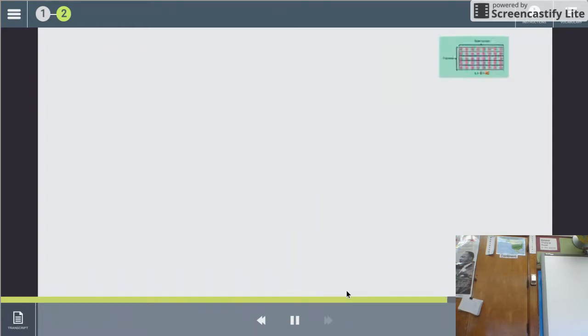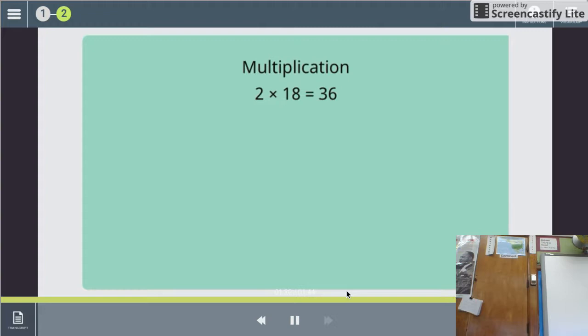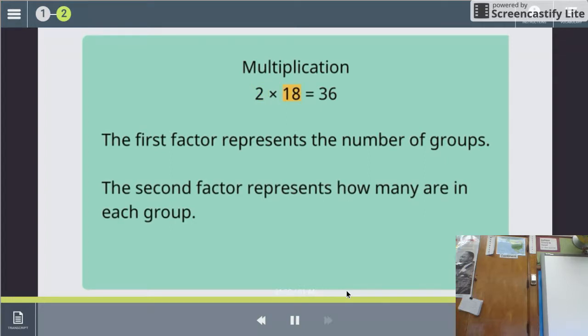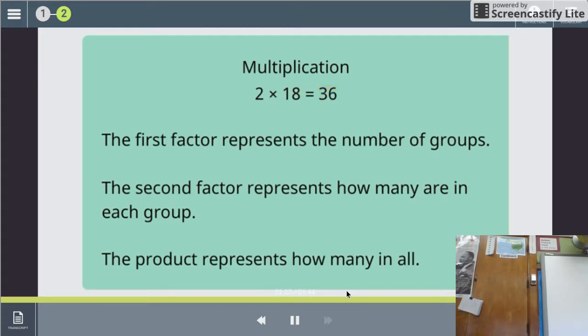So, to recap, let's look at this multiplication equation. 2 times 18 equals 36. The first factor represents the number of groups. The second factor represents how many are in each group. The product represents how many in all. You've already got all this, so let's keep moving.